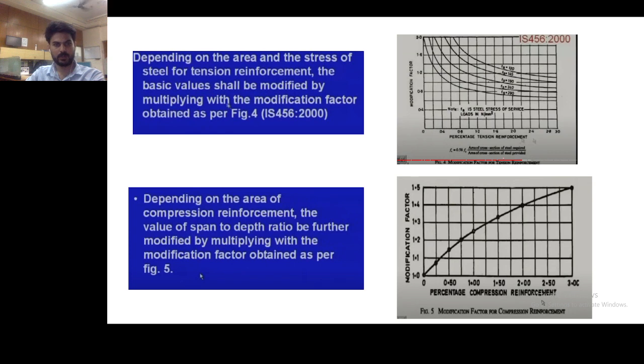Let's move forward. Depending on the area and the stress of the steel for the tension reinforcement, the basic value shall be modified by multiplying with the modification factor obtained from Figure 4. This we will see in an upcoming problem. And depending on the area of compression reinforcement, the value of span to depth ratio is further modified by multiplying with the modification factor obtained as per Figure 5. So the modification factor can also change if the area of compression reinforcement is given.